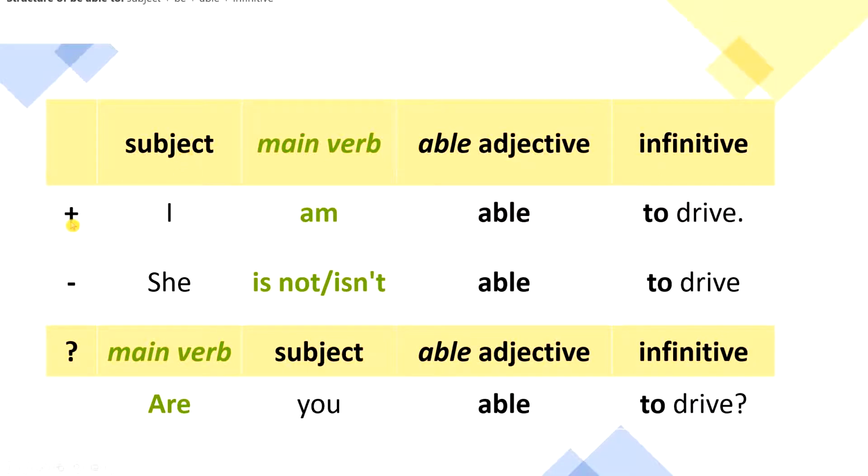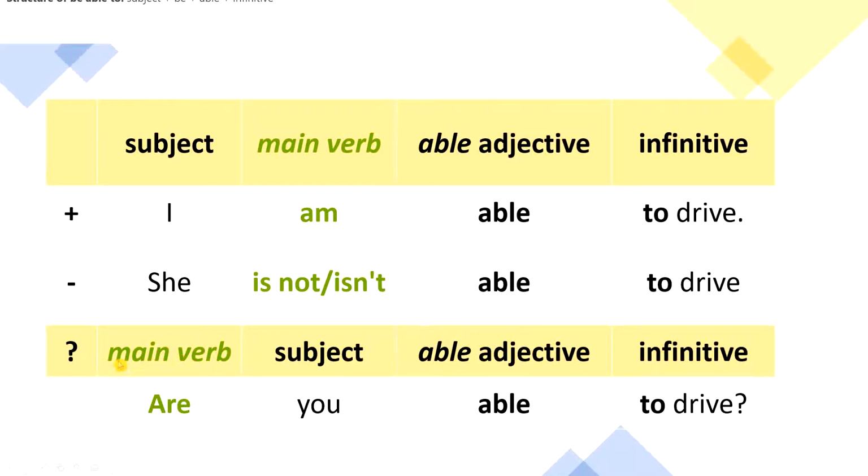Okay, let's look at the form of be able to in the three forms. In the affirmative form, or positive, I am, this is the main verb, to be, I am able to drive. So this is the infinitive, to drive. Negative, he, she, it is not or isn't. Remember, here we don't write it as one word. It's not like cannot. She is not or she isn't able to drive a car or a bus.